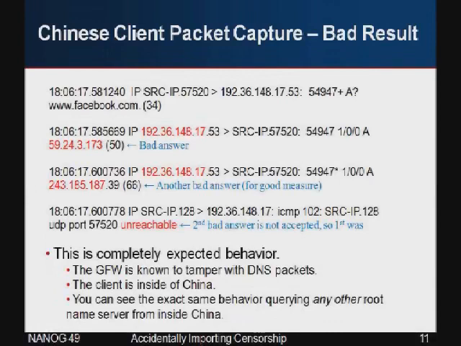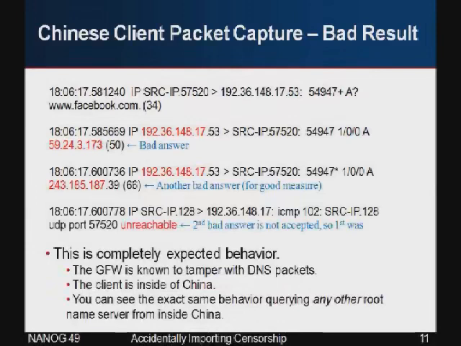This is the play-by-play out of tcpdump of what this transaction looks like. In the first block, you see a query going to the I-root. The second one is the bad answer coming back, 4 milliseconds later. Another bad response comes back just for good measure, in case you didn't get the first bad one. Then the client tries to work with the first one, gets the second one, doesn't expect it, and sends back an unreachable.